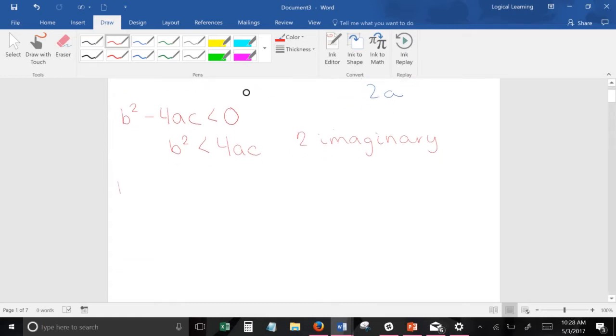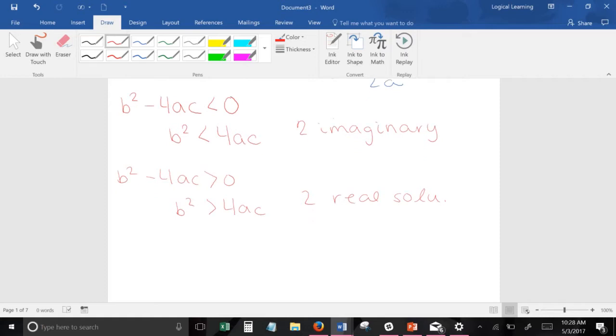Now, by the same token, if our b squared minus 4ac is greater than 0, that means it's positive. If b squared is greater than 4ac, we will have two real solutions, because we'll have the square root of a positive number, and that'll give us a real solution.